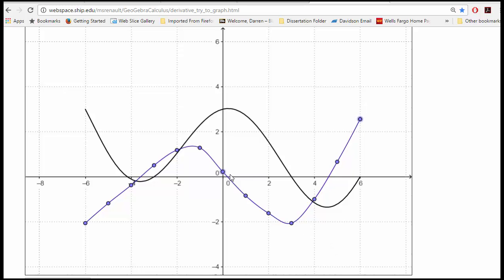Okay? Now, the other thing that's really important is that our zeros on the derivative correspond to levelings off. When this guy levels off, that has an x-intercept. When this guy levels off, it has an x-intercept. When this guy levels off, it has an x-intercept.